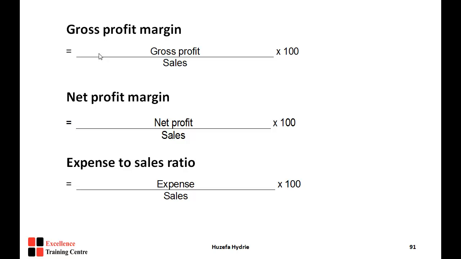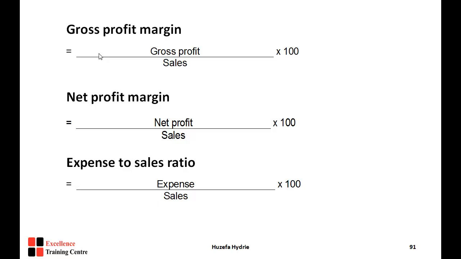You cannot say that, because from sales you will deduct cost of sales, which will result in gross profit, and then further expenses will be deducted, then you will be getting your net profit. All of these figures, gross profit will be a different percentage, cost of sales will be a different percentage, expenses will be a different percentage.